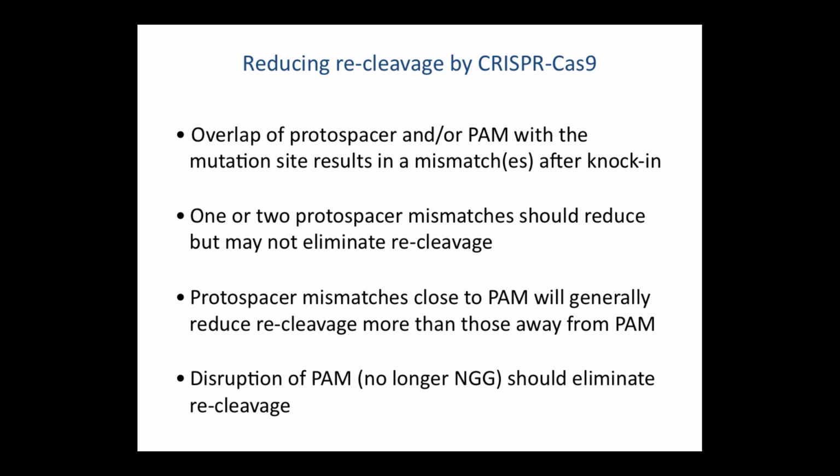This scenario can be avoided, or at least mitigated, if the protospacer or PAM is altered by the knock-in mutation, resulting in a sequence mismatch. Then it becomes less likely that re-cleavage will occur. It's worth noting that single or even double mismatches may not eliminate re-cleavage, especially if the mismatches occur near the end of the protospacer that's far away from the PAM. Mismatches near the PAM tend to have more of an inhibitory effect. Disruption of the PAM itself, so that it no longer matches the sequence NGG, will almost certainly eliminate re-cleavage.